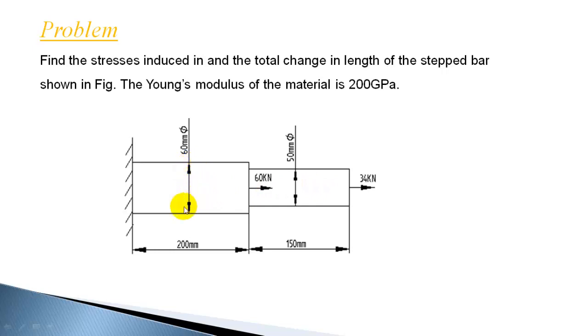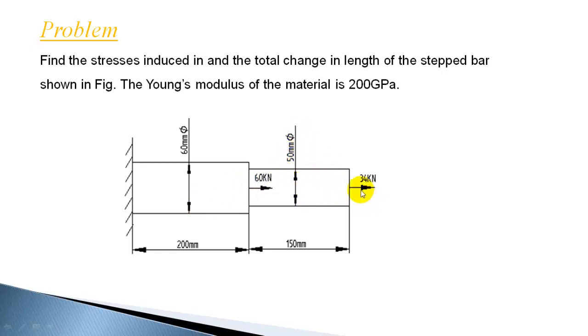The cross section is circular because it's 60 mm phi. Phi stands for diameter. So the first section has a dimension of 60 mm diameter, and the second section has 50 mm diameter.